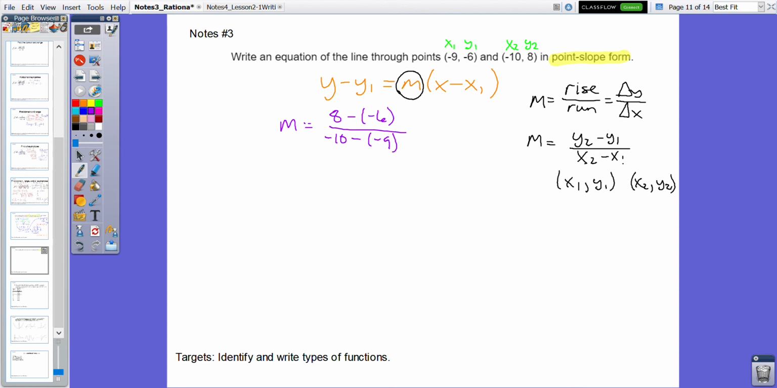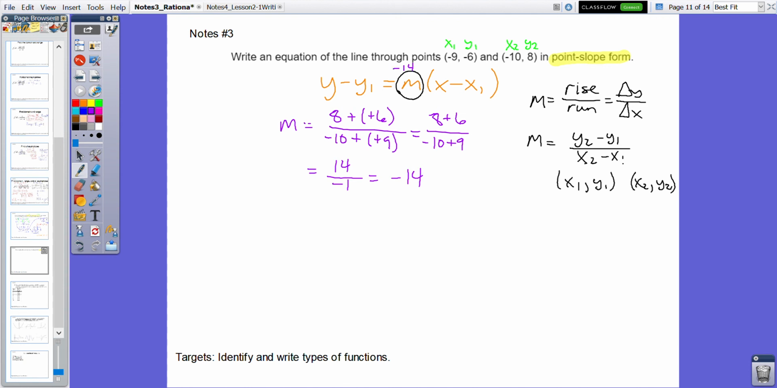Once again, like we saw in the last problem, whenever we're subtracting negative numbers, we want to use that keep, change, change rule. Keep the first number, change the sign, change the sign. That gives me 8 plus 6 divided by -10 plus 9. A lot easier to look at when there's not so many negatives. So 8 plus 6 is 14, and -10 plus 9 is -1. That means we have a slope of -14.